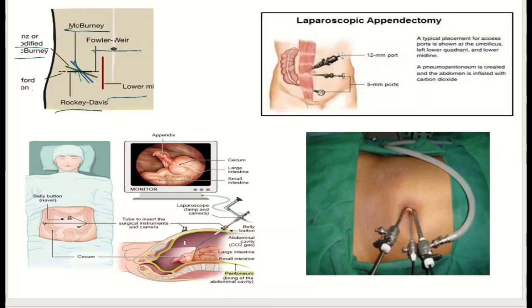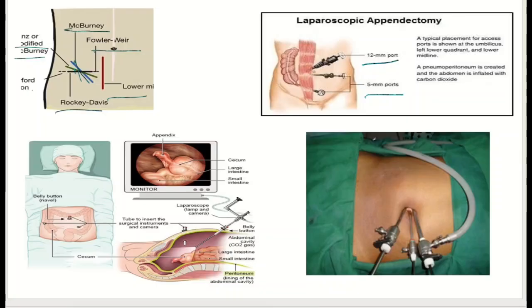Okay, then we come to laparoscopic appendectomy. For laparoscopic appendectomy, the placement of ports depends on the position of the appendix. Usually, we put a 12 mm umbilical port, then two 5 mm ports. But the position of the 5 mm ports will depend on the position of the appendix. We may modify it. I am showing how laparoscopic appendectomy is done.